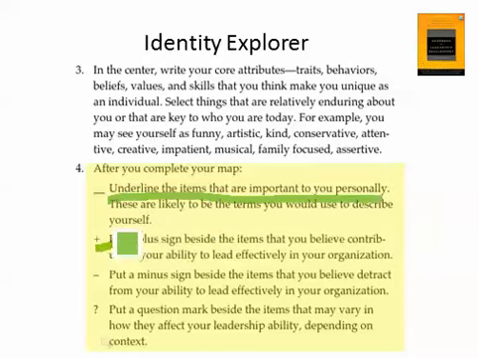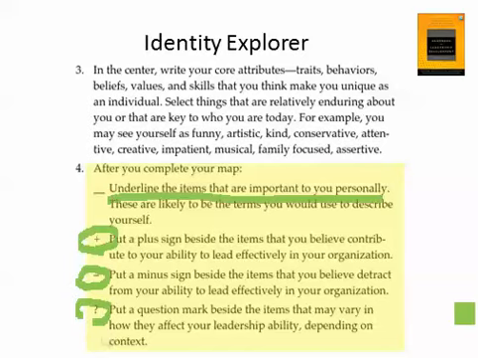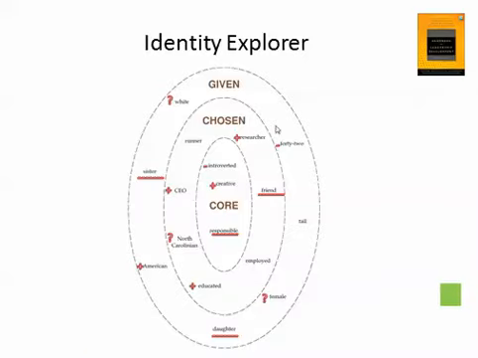Then you put a plus sign beside items that you believe contribute to your ability to lead effectively in your organization. You put a minus sign beside items that you believe may detract from your ability to lead effectively, and then a question mark beside items that may vary in how they affect your leadership ability. So what would this look like? Maybe a plus is next to being an American, CEO, researcher, and creative.